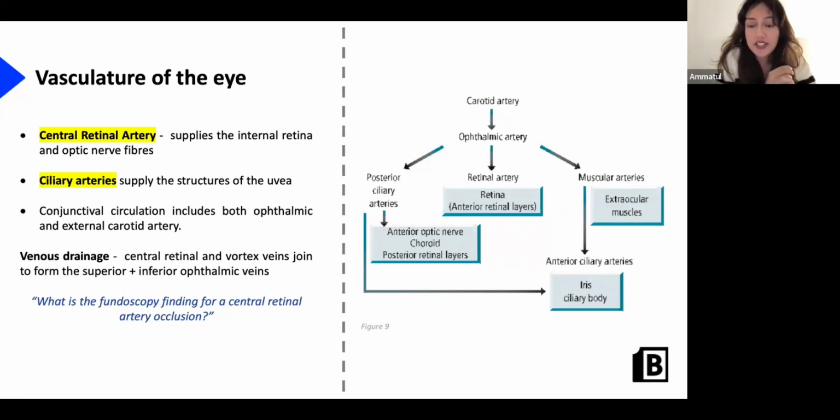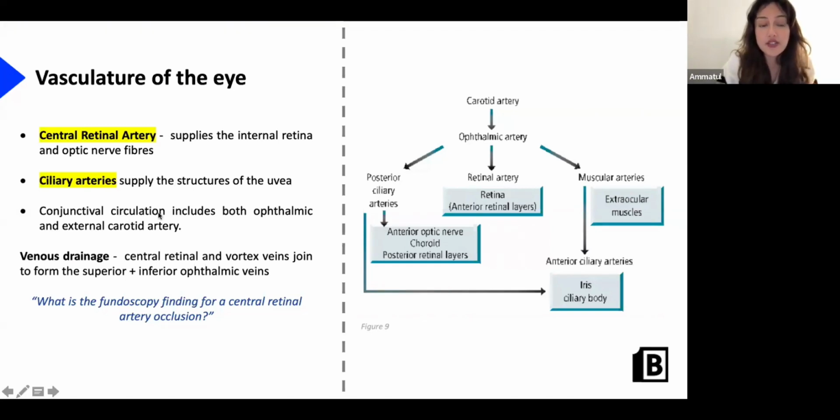Okay, if you said pale retina with a cherry red spot, that would be correct. The reason it's a pale retina is just because there's no blood supply to it. The reason you have the cherry red spot is actually very interesting, because that red spot is where the fovea is. If you remember, the fovea is a dip in the structure of the inner retina. Because of that dip, it's closer to the capillaries of the choroid and other vasculature. And that's what gives it that red color.